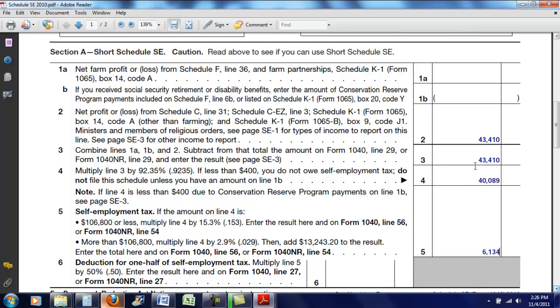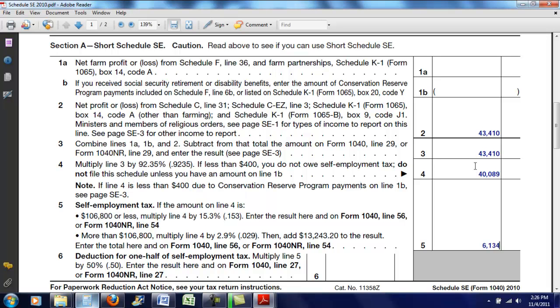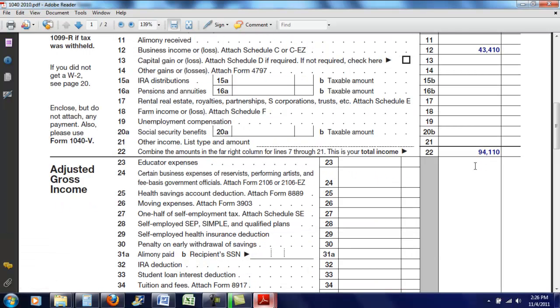Then line 6, we want to deduct half of that. 6134 times 0.5 equals 3067. We're going to take that and put it on line 27 of our Schedule 1040. Line 27, 3067.